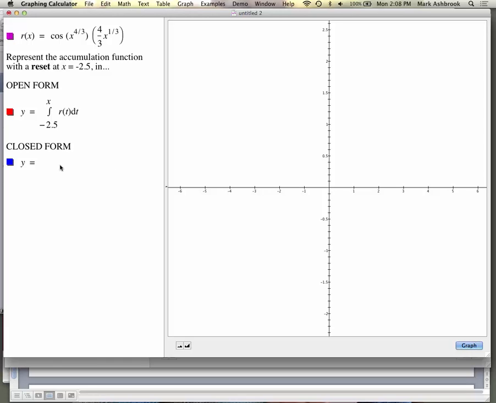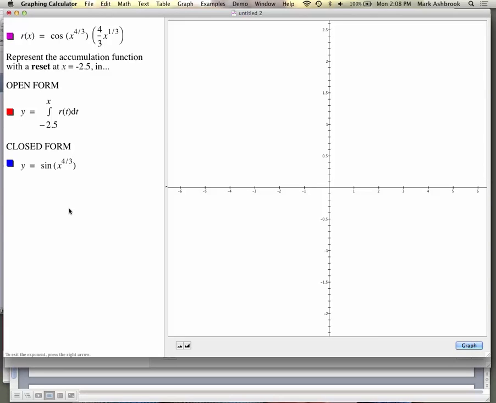Sine of x to the... okay, so we have two ways to check this as the antiderivative now. So there's two ways. What's one way that we can check to see if we've got this accumulation function or antiderivative correct? Sam, what do you say?